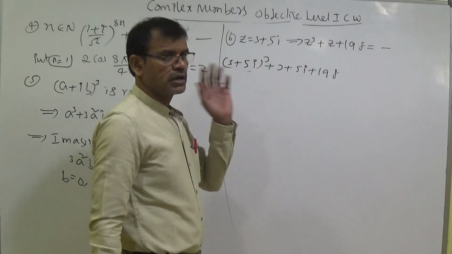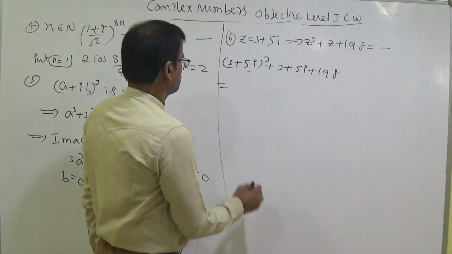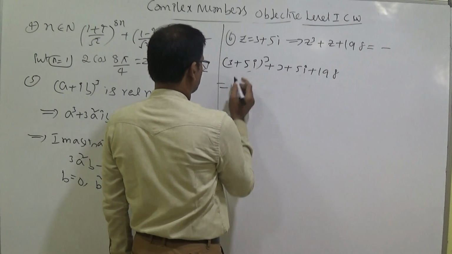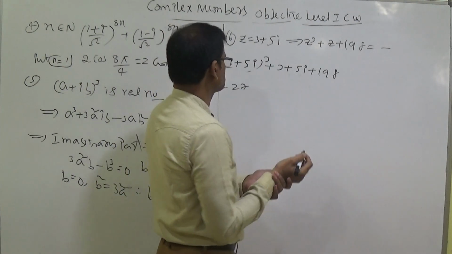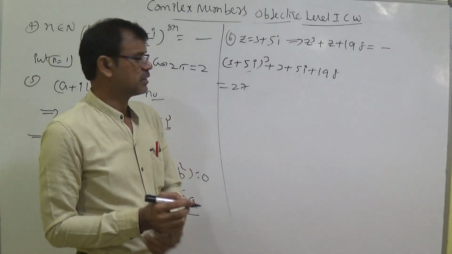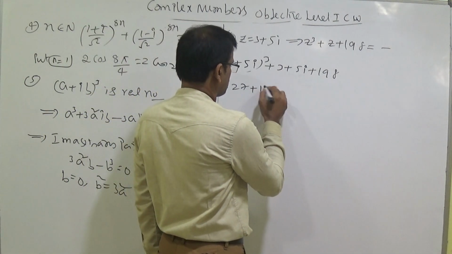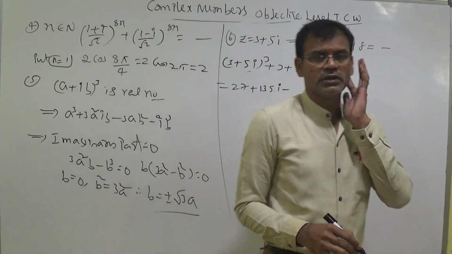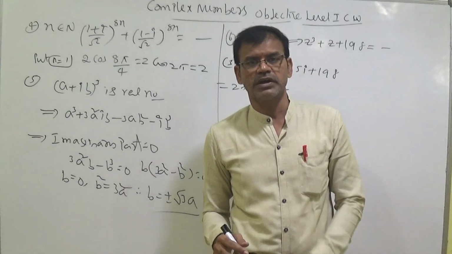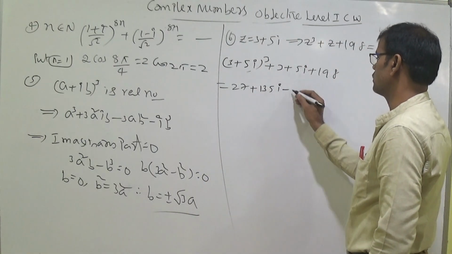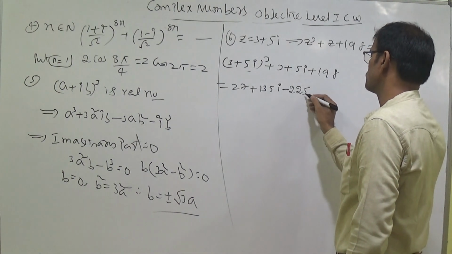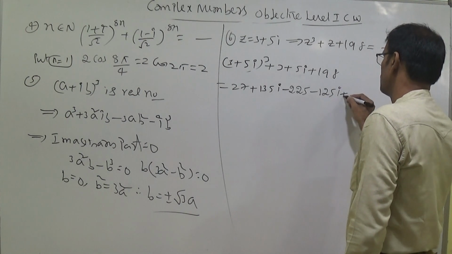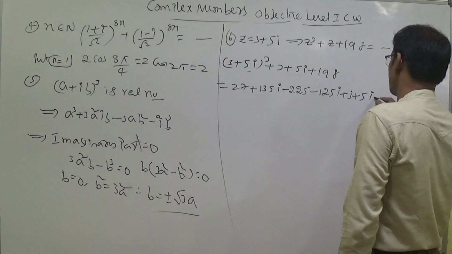That is equal to, according to the (a + b)³ formula, a³ + 3a²b + 3ab² + b³. So 3³ is 27, plus 3a²b: 3 into 3² becomes 9, 9 times 3 is 27, 27 times 5 is 135i. Plus 3ab²: 3 into 3 into (5i)² becomes 25i², which is minus 25, 3 into 3 is 9, 9 times 25 is 225. So this is 225, plus b³, so it is minus 125i, plus 3 plus 5i plus 198.